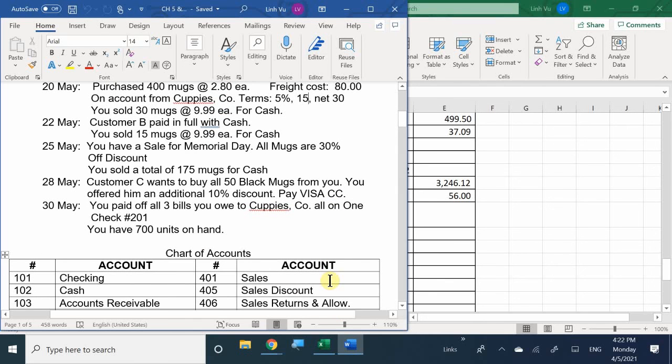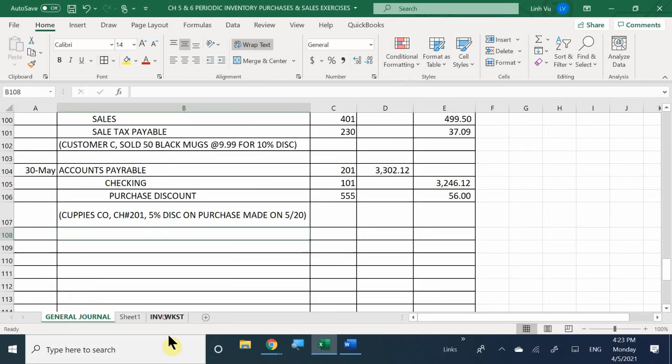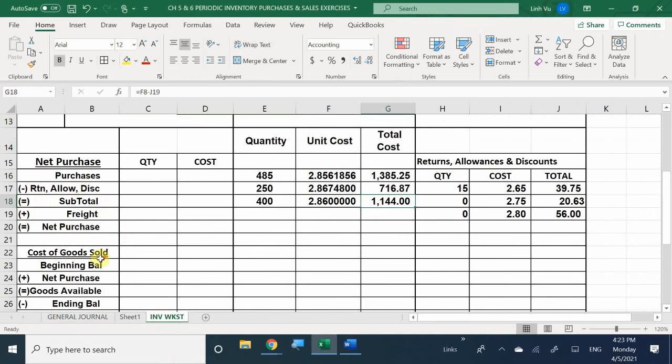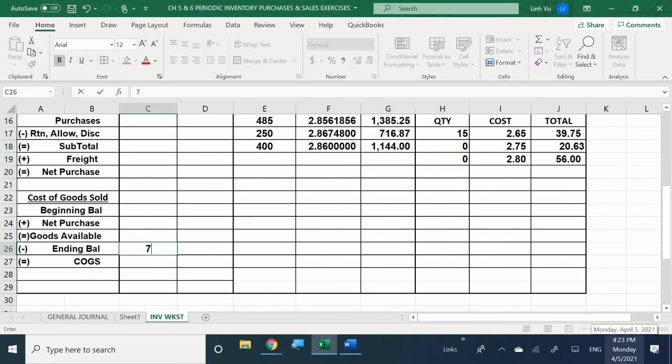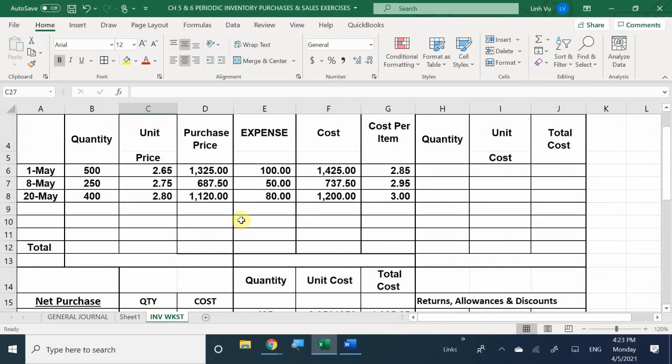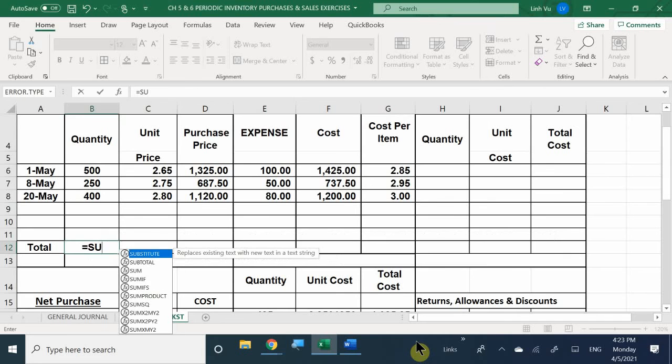Okay? All right. Last but not least, we need to recognize one more thing. You have a total of 700 units on hand. So, last thing here on the May 30th, you have a total of 700 units on hand. So let's go ahead and go to our inventory worksheet and work this out. Okay, so ending balance, I have 700 units. So let's calculate my totals.